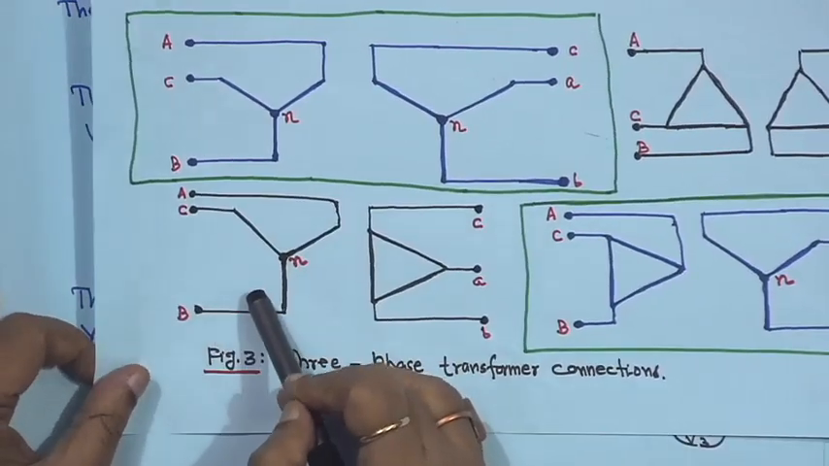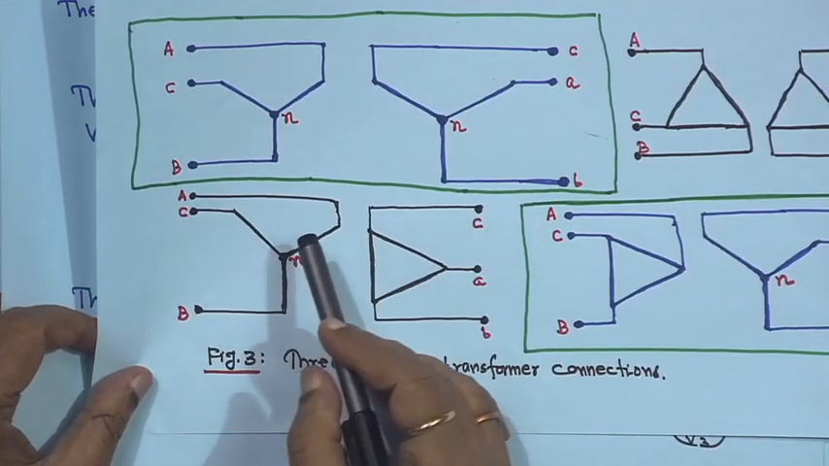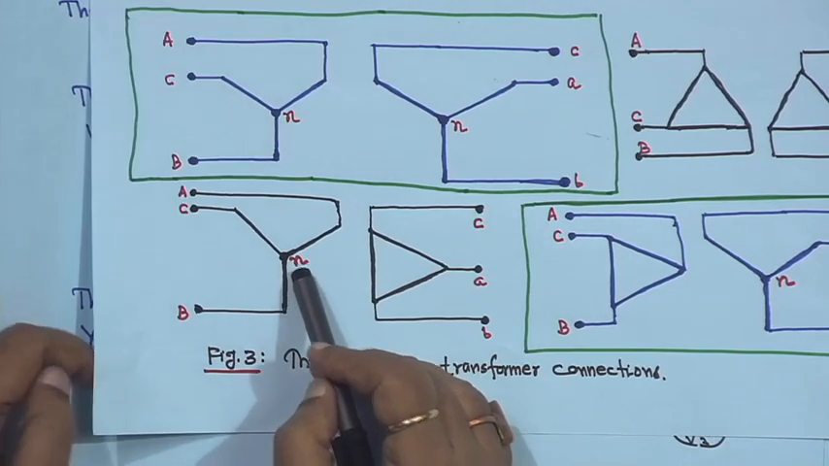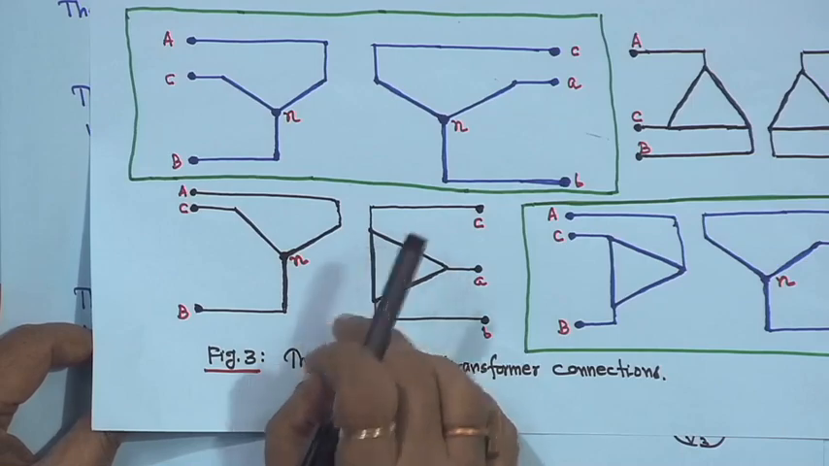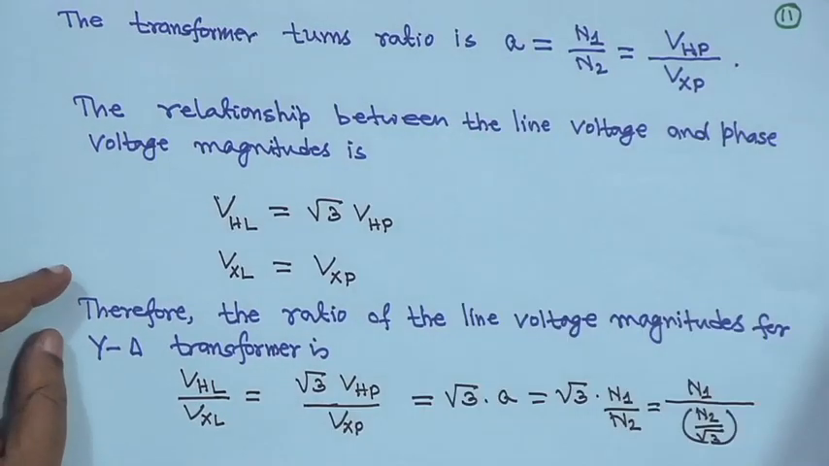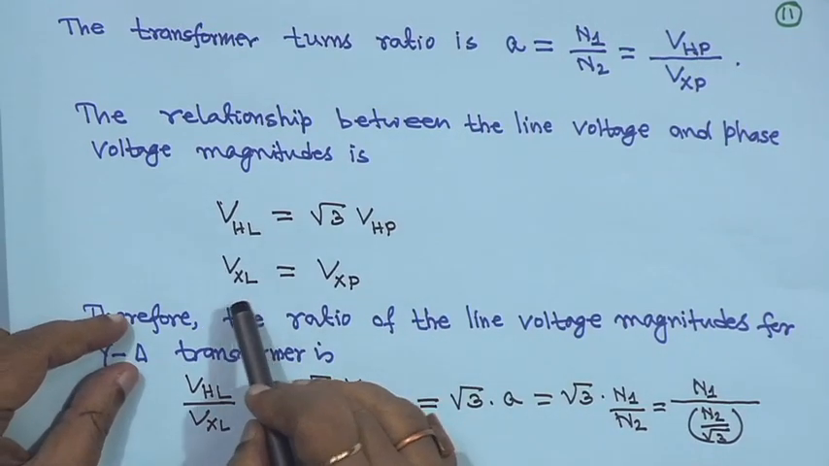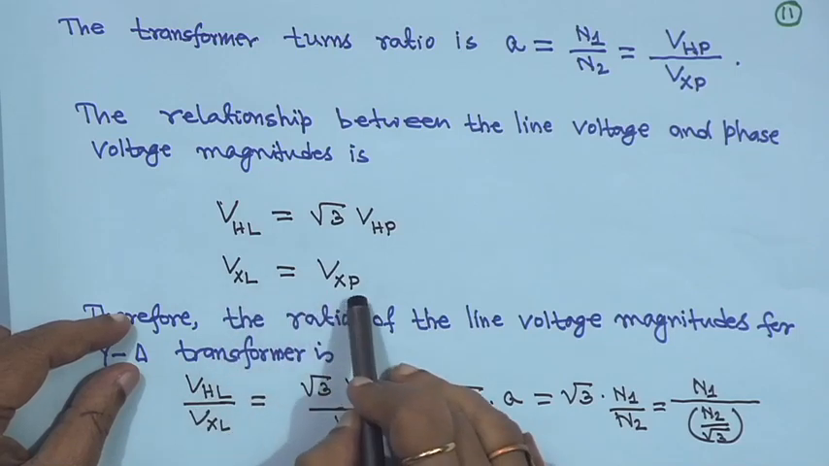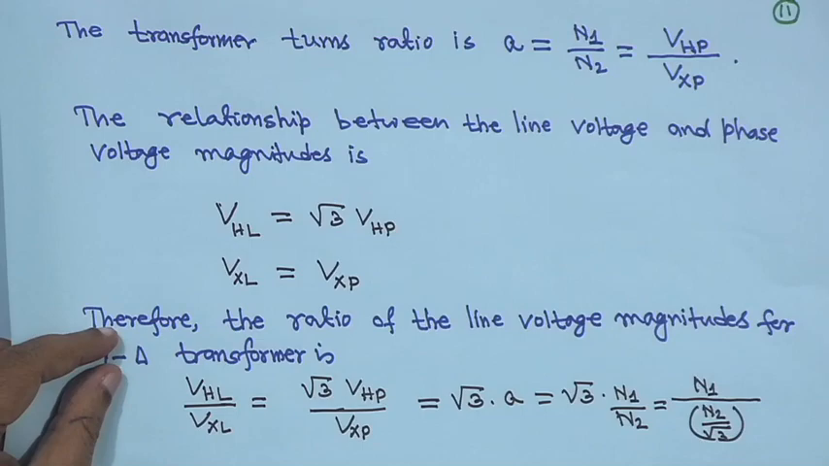That means, in this case, if you take the star side, VAB is equal to root 3 times VAN, or root 3 times VBN, or root 3 times VCN, because this is balanced in magnitude only, right. Similarly, for the low voltage side, where X stands for the low voltage side, line voltage is equal to the low voltage side phase voltage, because it is a delta.